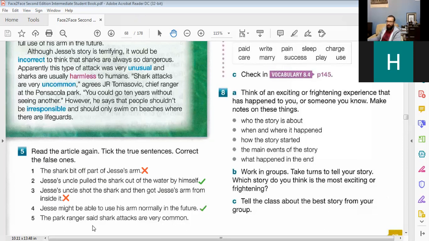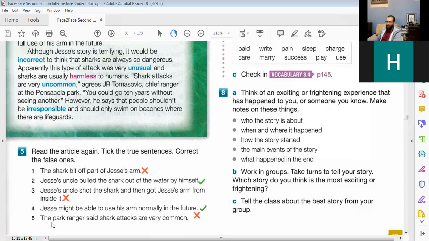And then it says, the park ranger said shark attacks are very common. No. Yes, you're right. He said they're very uncommon. Uncommon, yeah. You're right.